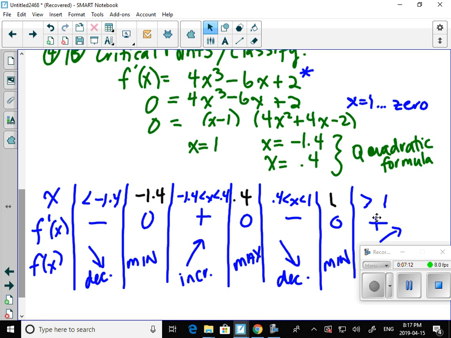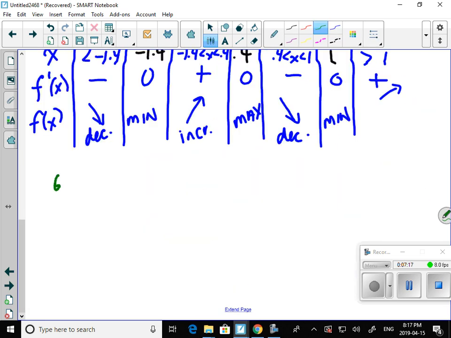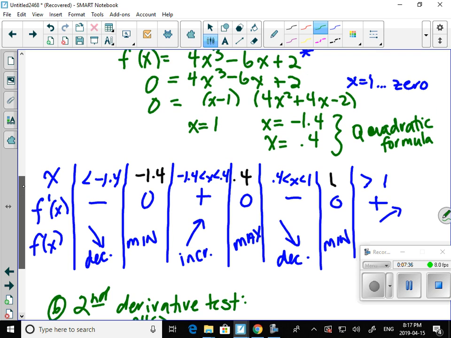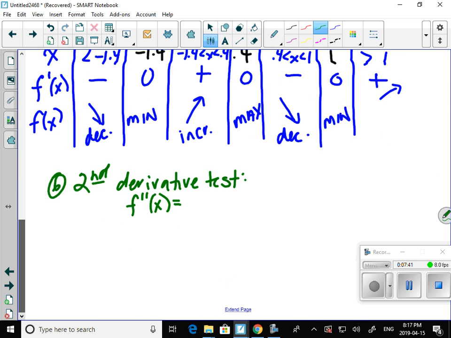Number 6 is where we do the second derivative test. So we look for concavity. I want to know where the second derivative is 0 or undefined. This one will not be undefined. But first derivative is 4x cubed minus 6x plus 2, so 12x squared minus 6. Okay. When is that equal to 0?